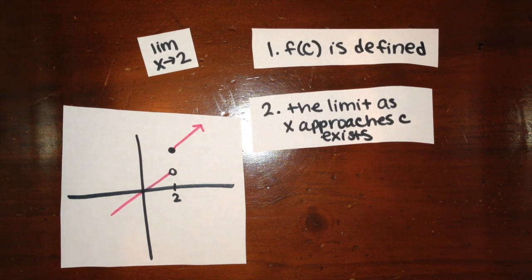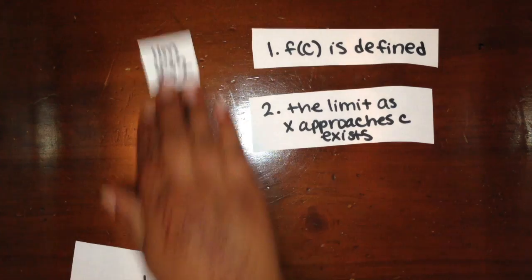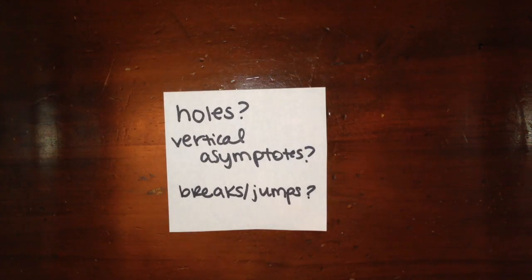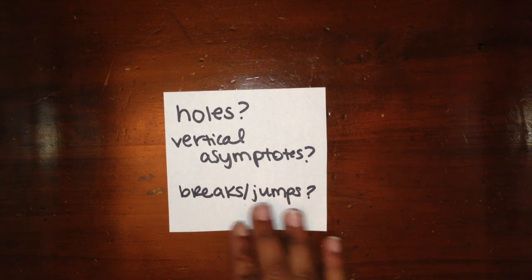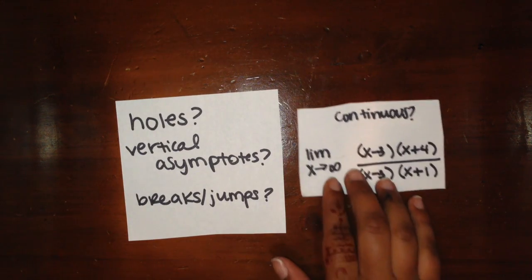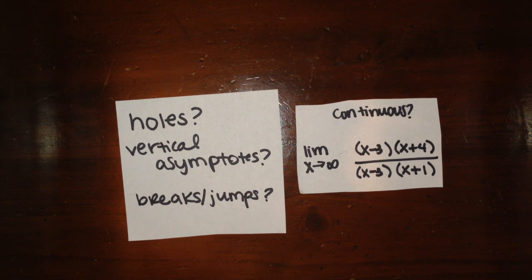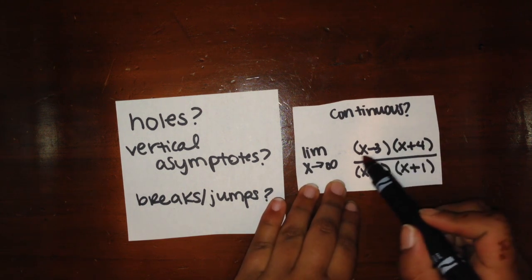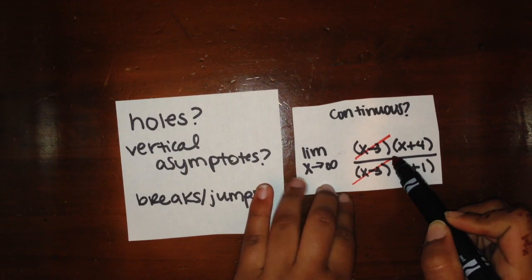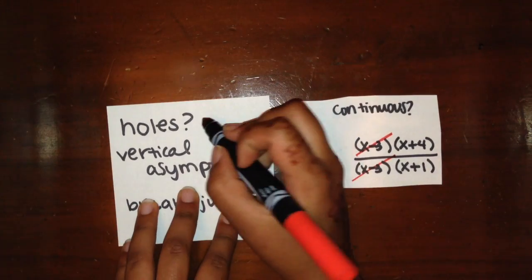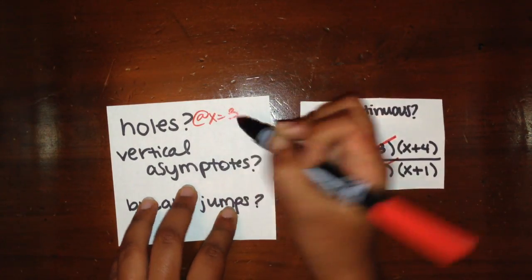And so whenever you're trying to determine continuity when you have an actual problem in front of you, you have to figure out: are there any holes, are there any vertical asymptotes, and are there any breaks or jumps? So here's just a little example problem. It's sort of asking us, is this continuous? So we have to look for holes. We can see here that x minus 3 over x minus 3 cancels out, which means that yes, we do have a hole at x equals 3.